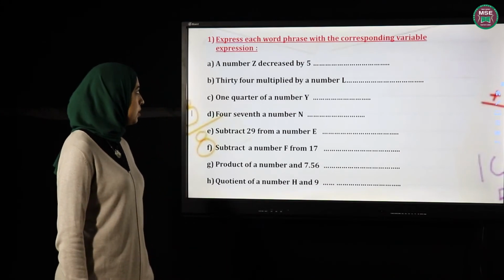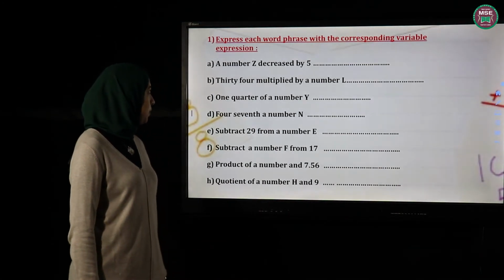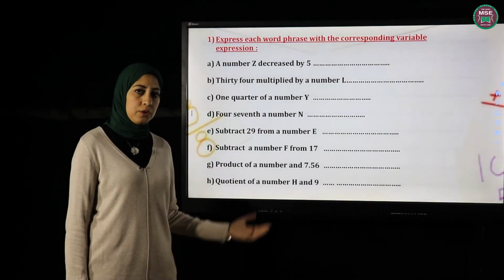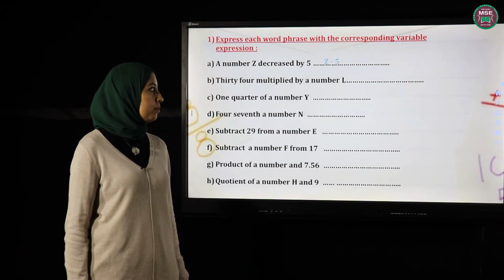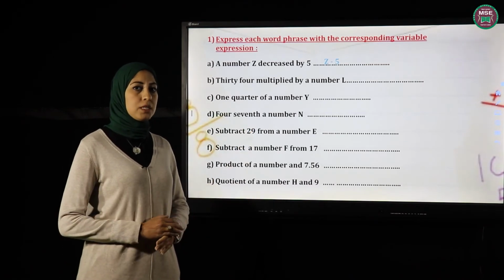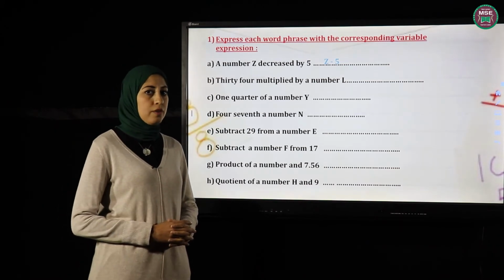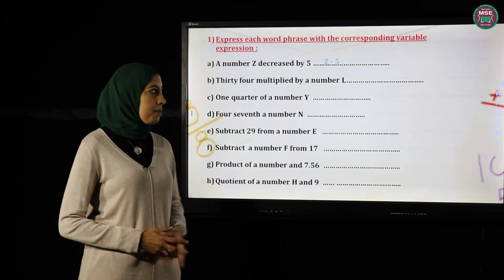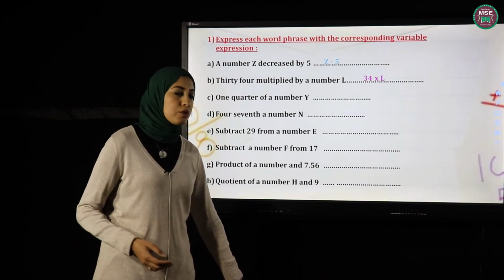Let's do another question. Express each word phrase with the corresponding variable expression. Number A, a number Z decreased by 5. Decreased means less, means minus, okay? So I will make it Z minus 5, okay? Again, in subtraction, I can't replace the numbers, okay? The only answer is Z minus 5, and I can't write it 5 minus Z. Number B, 34 multiplied by number L. It means what? It means 34 times L, or L times 34.